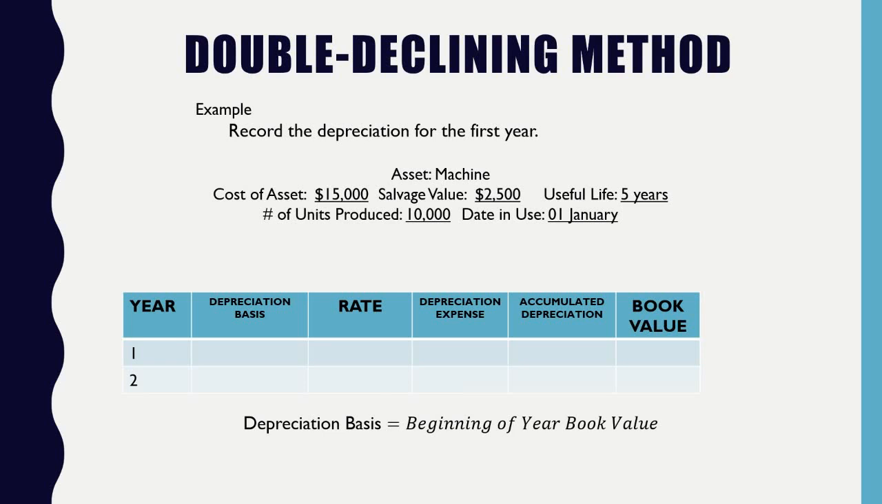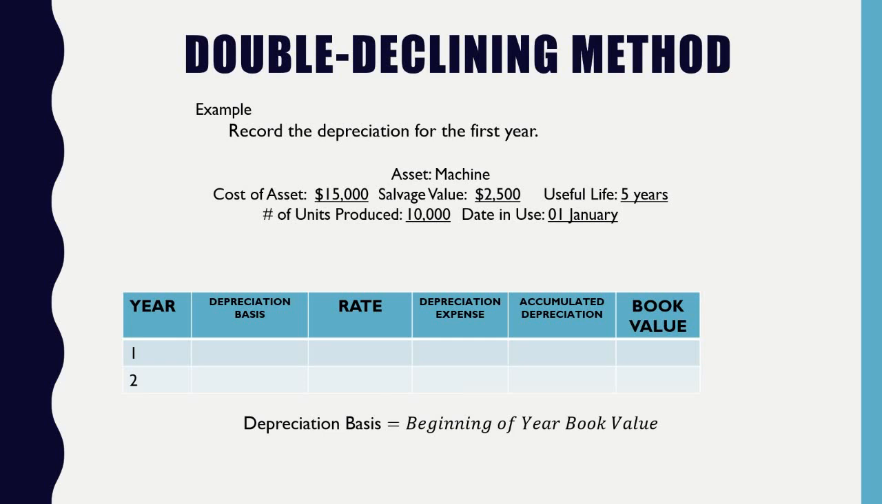Even though the number of units it could produce is 10,000, this is double declining. We're going to choose the estimated useful life versus the number of units it can produce. And of course, the date we place into service is January 1st. So let's go ahead and identify each of the following.